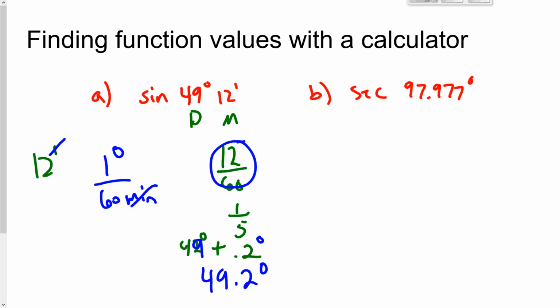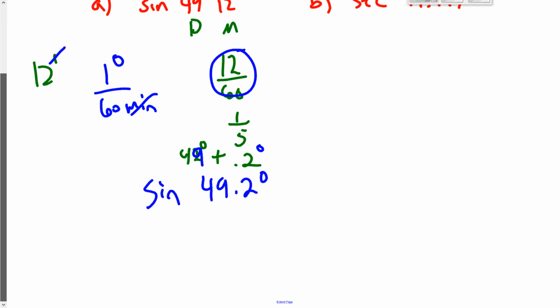So 49.2 degrees. Now we can go ahead and take sine of that on our calculator. We type in sine, make sure our calculator's in degrees. We get sine of 49.2, and then we get 0.7569. It keeps on going, so let's round it to 0.76. So approximately 0.76 is our answer here.